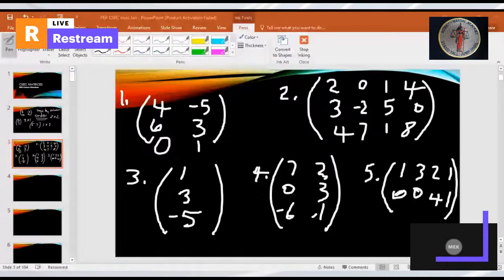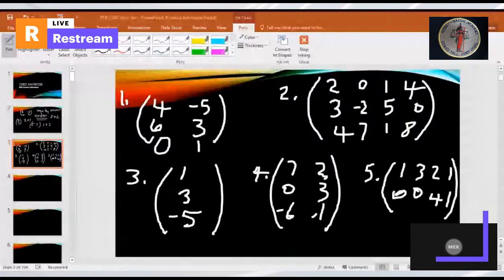For number 2, 0, 1, 4, that's one row. 3, -2, 5, 0, that's another. 4, 7, 1, 8, that's another. So 3 rows. And the columns, looking vertically, we have 2, 3, 4, that's one column. 0, -2, 7, another column. 1, 1, that's another column. And 4, 0, 8 is another column. So for number 2, we have 3 rows, 4 columns.